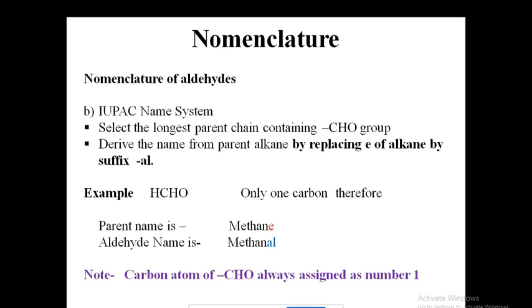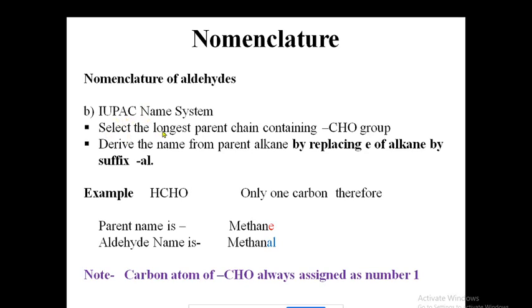Now IUPAC nomenclature. All of you know what IUPAC means. It is the International Union of Pure and Applied Chemistry. Always remember that, International Union of Pure and Applied Chemistry. Now, what are the steps during this nomenclature system?